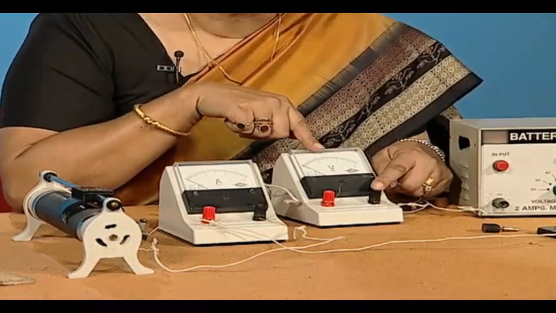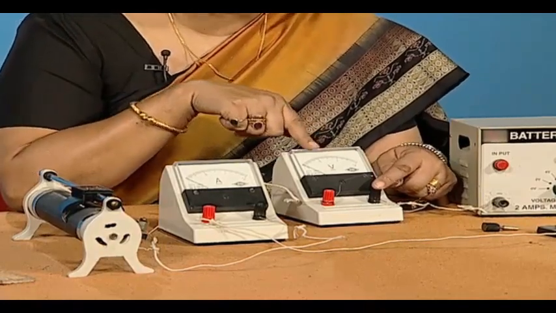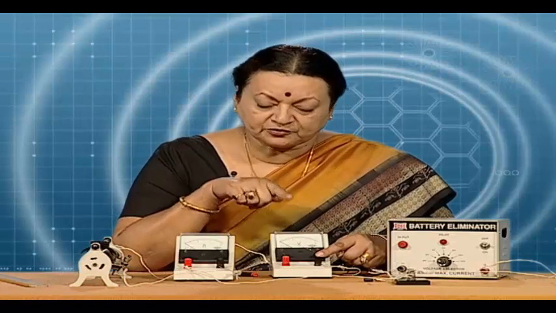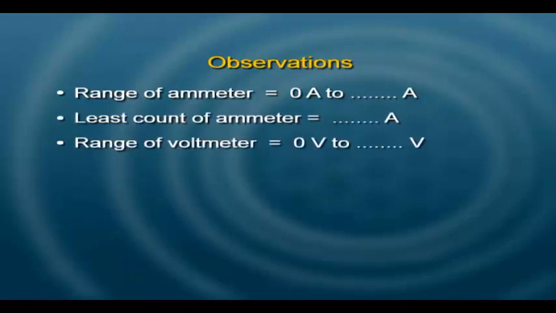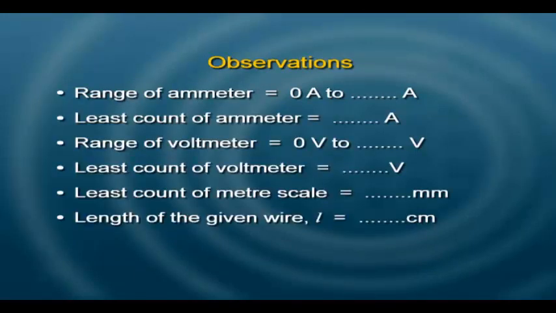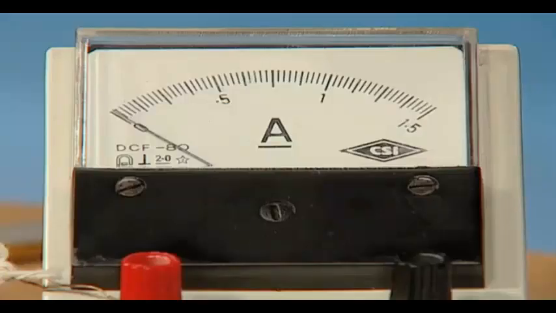So, let us do this experiment and set up an observation table. What do we require to do? First and foremost we need to find the range of the meters, the least count of the 2 meters and the least count of the ruler. So, what do we have here?